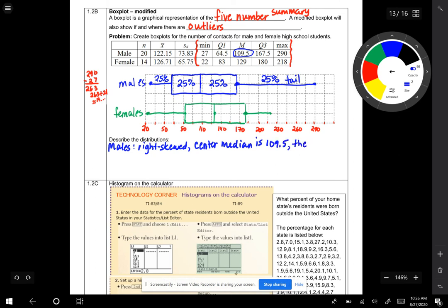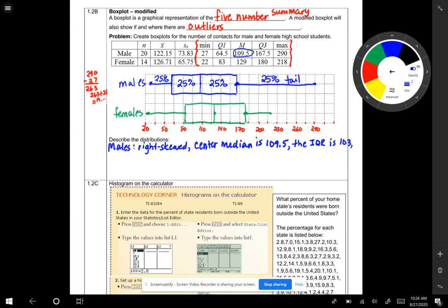The IQR, and again, you can just use the values from your table: 167.5 minus 64.5 is 103. And lastly, there are no outliers. Actually, we are supposed to figure this out, so I can't just tell you there are no outliers. So let's go ahead over here out to the side.